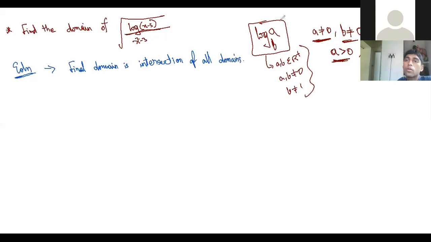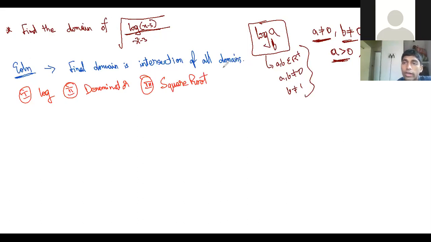Okay. So now what are the domains you have to check for? In this question, there are 3 domains which you have to be careful about. The first is the log function. The second is the denominator. The third is the square root. All these 3 have particular conditions. One by one, can you tell me the constraints for these 3 things?